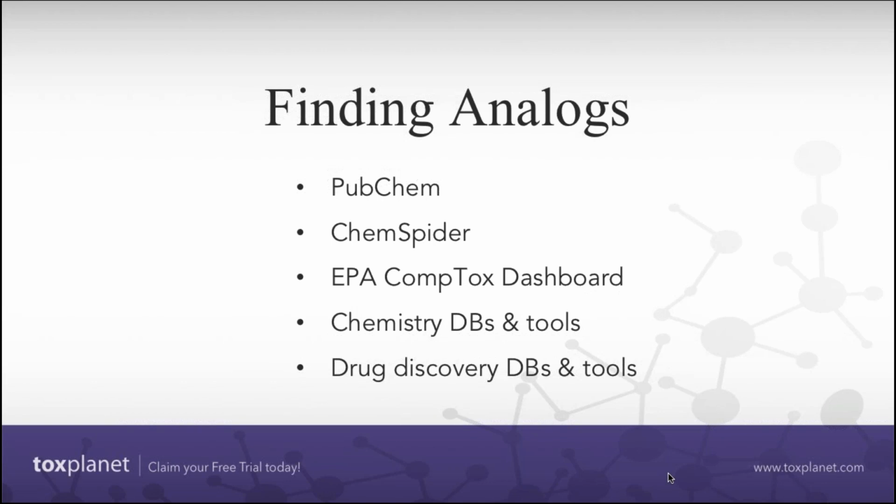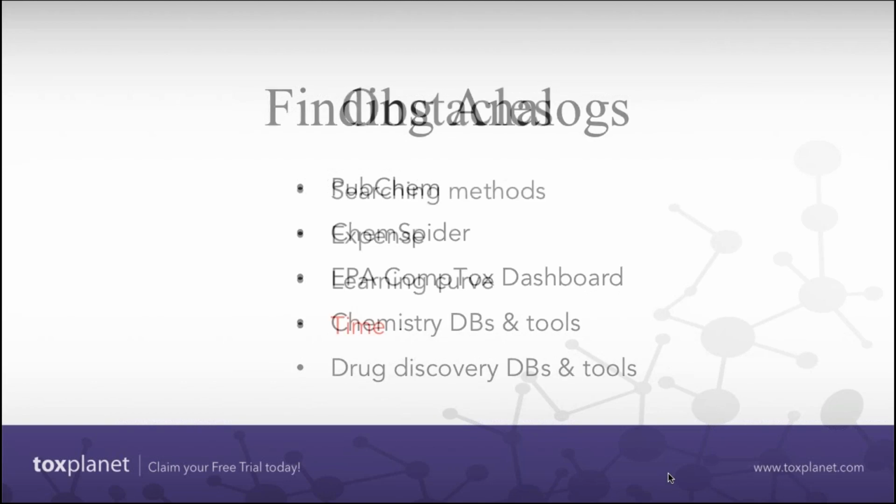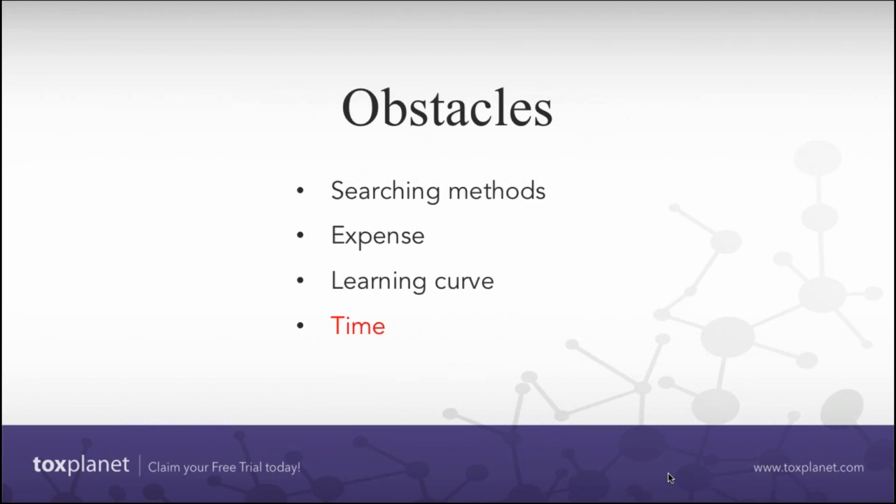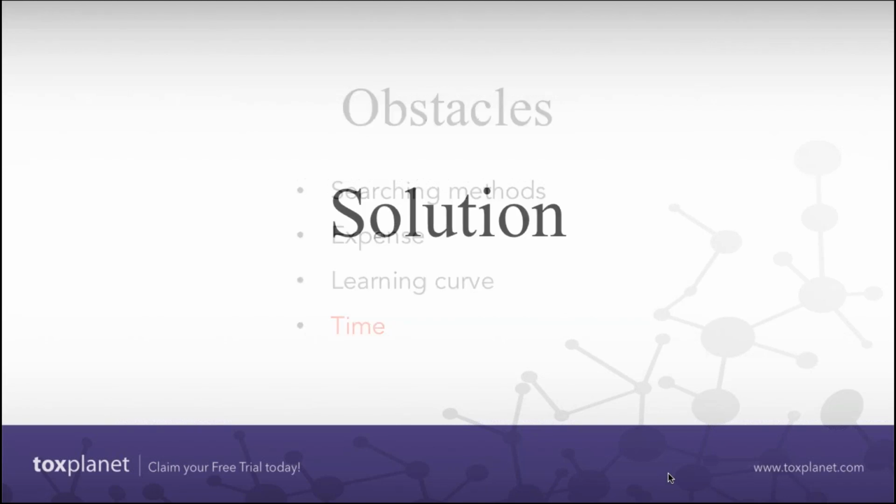And then the second part of that is, when you do find the analog, none of these collections or methods really have the underlying toxicology data that you're looking for, so you have to go back and start your tox data search again. So these are the obstacles, as I said: the searching methods, the expense, learning curve, and the time it takes to gather and then subsequently search for the tox data. So I'm going to show you what we've done and give you a little background.